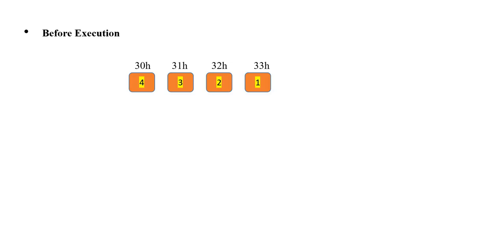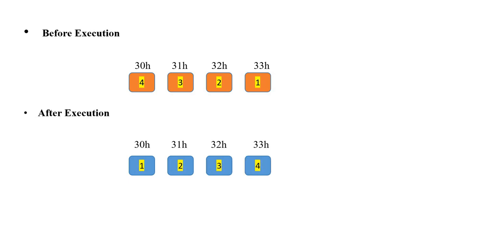We will see an example now. Suppose I have these numbers which I am storing at 30H, 31H, 32H and 33H locations. So these are the numbers before execution. Now I want to arrange this in ascending order, so I have to get, at the same memory locations, the numbers 1, 2, 3 and 4.